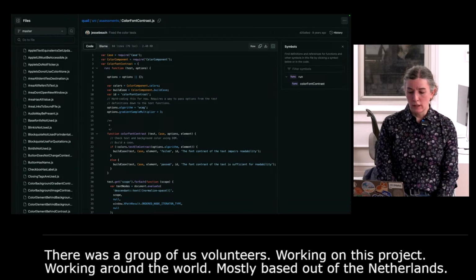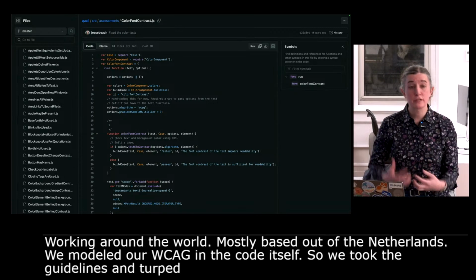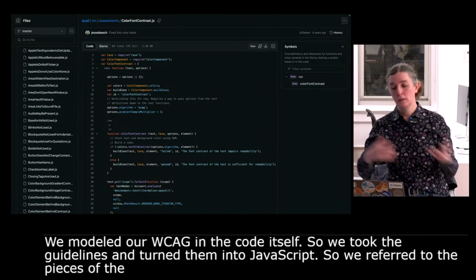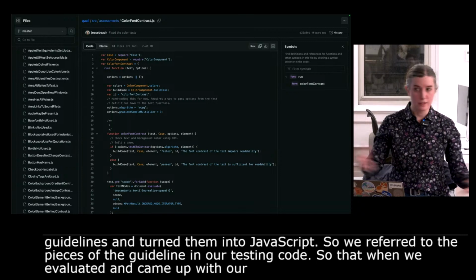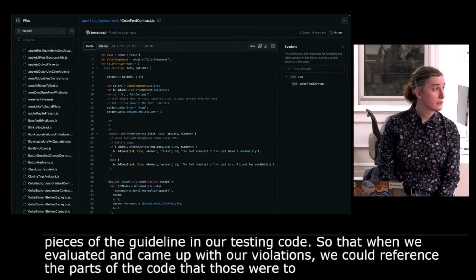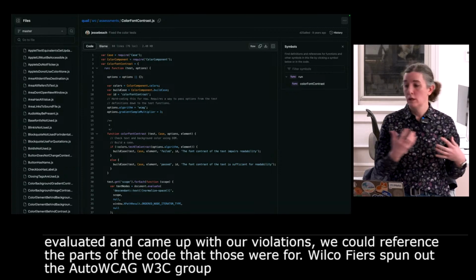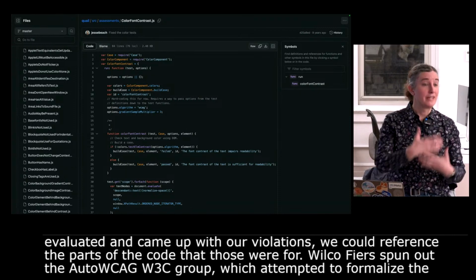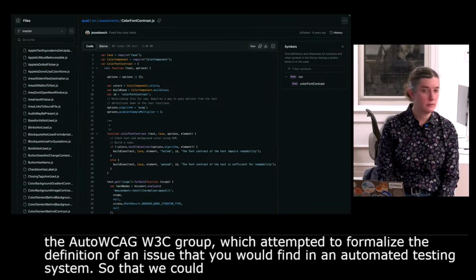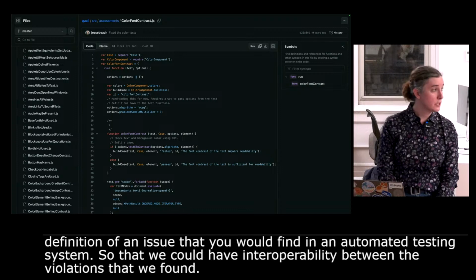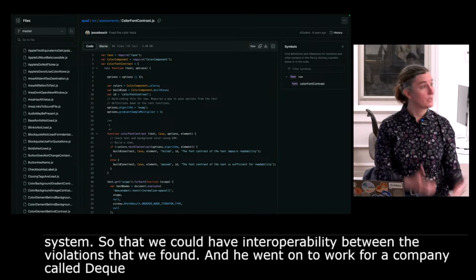We modeled our WCAG in the code itself. So we took the guidelines and turned them into JavaScript. We refer to the pieces of the guideline in our testing code so that when we evaluated and came up with our violations, we could reference the parts of the code that those were for. Wilco Fears spun out the Auto WCAG W3C group, which attempted to formalize the definition of an issue that you would find in an automated testing system so that we could have interoperability between the violations that we found. And he went on to work for a company called DQ that built up an automated testing service that they now run today. So I'm sure many of you have worked with DQ in this room.